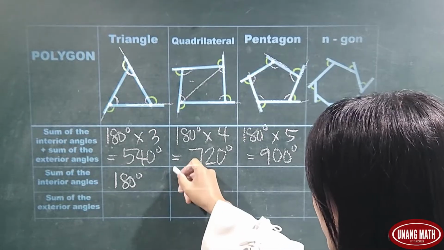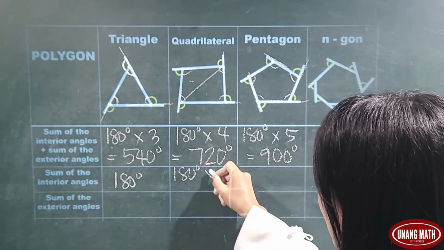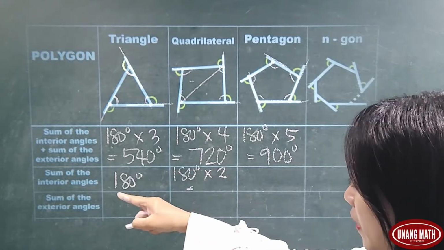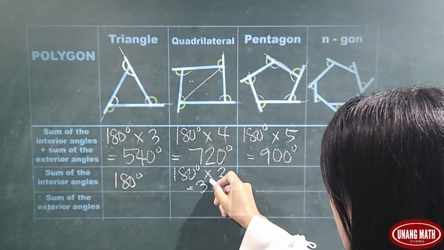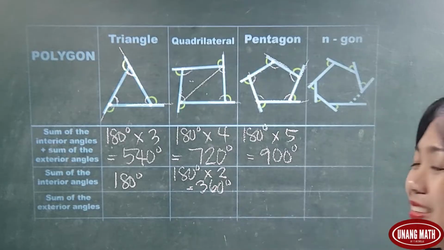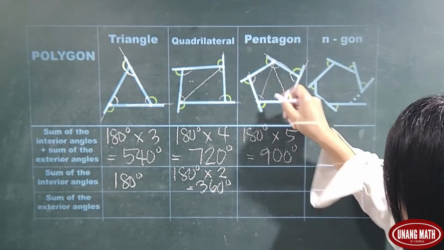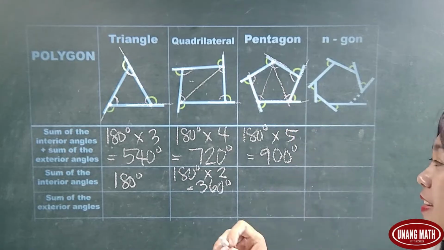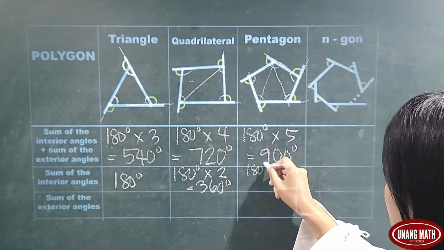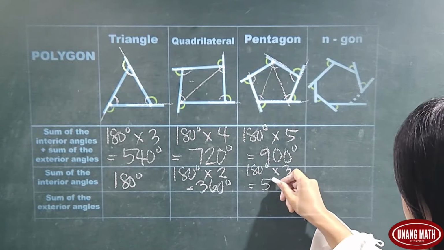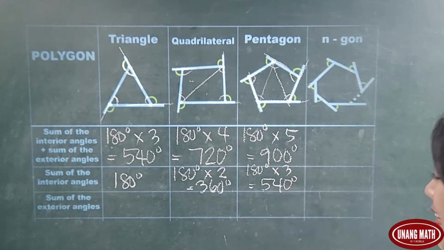One triangle is 180 degrees. 180 degrees times 2 triangles, then the sum of the interior angles is equal to 360 degrees. Okay, for pentagon, we have 3 triangles. So 180 degrees times 3 is equal to 540 degrees.